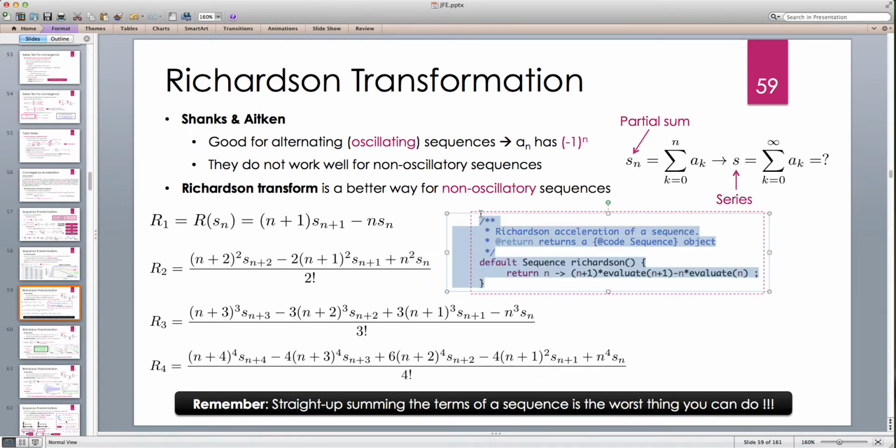And here's a Java code that we wrote that implements the first order Richardson. Basically, it's a default method in our sequence interface. The first order Richardson returns a sequence object, and we define this very easily using a lambda expression, because when we apply this Richardson on a sequence, the result is a new sequence. So n goes to n plus 1 times the original sequence evaluated at n plus 1, minus n times the original sequence evaluated at n. All right.